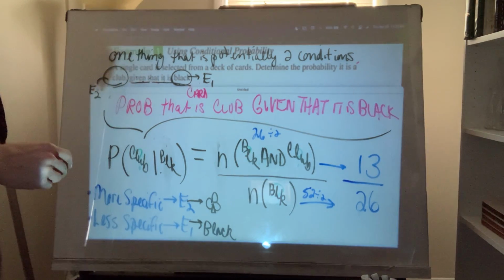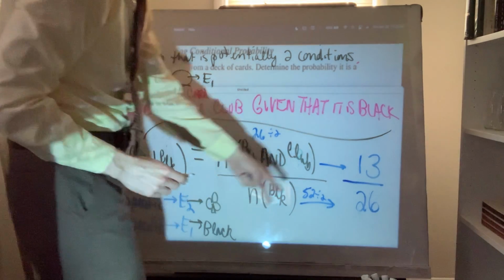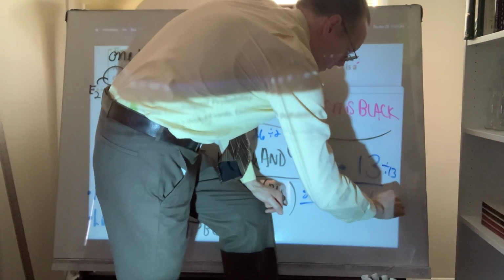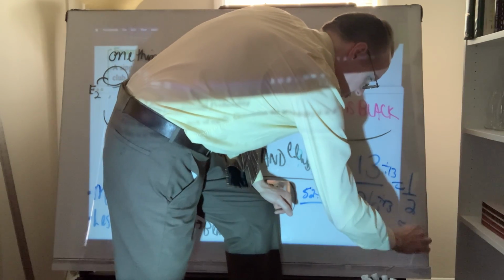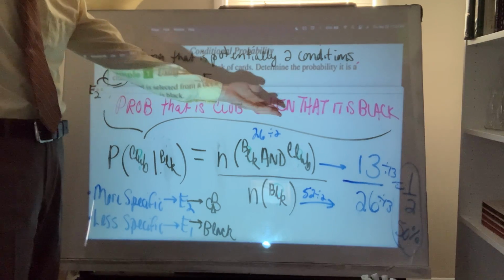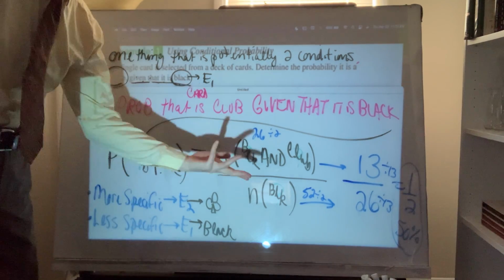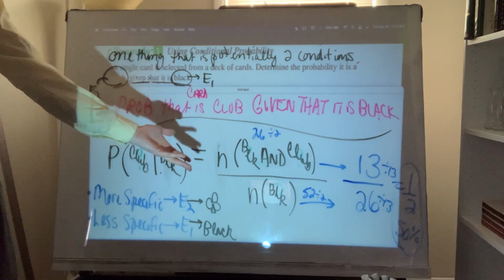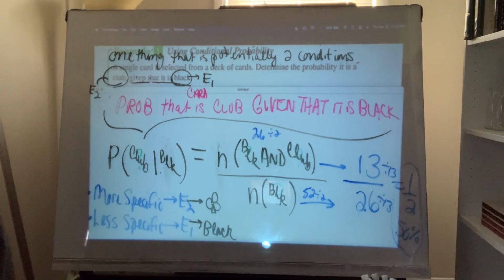And in which case, if you reduced it, 13 divided by 26 would reduce to a half. So this would be 50% as a probability. 1 out of 2, 50% chance. The probability that a card is a club, given that it's black, is a 50% chance. What's the other 50? It could be a spade, in theory, because that's the other set of black cards.